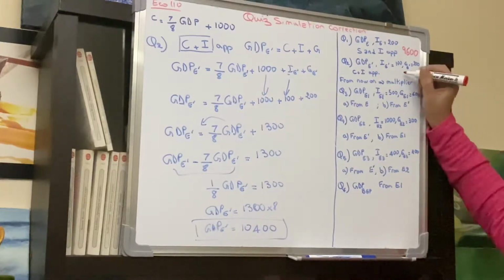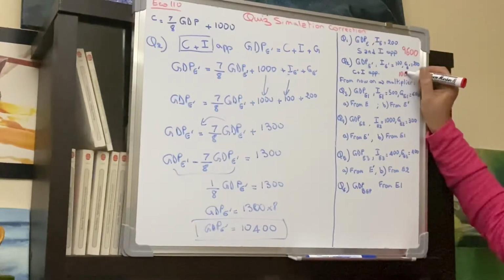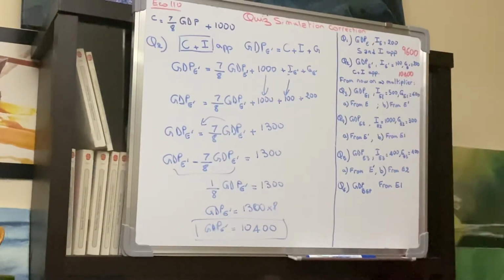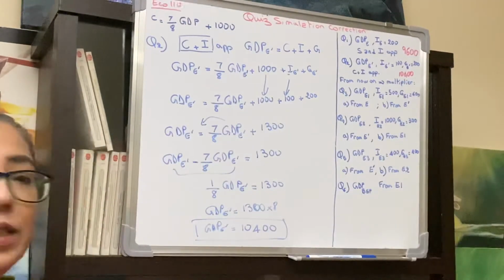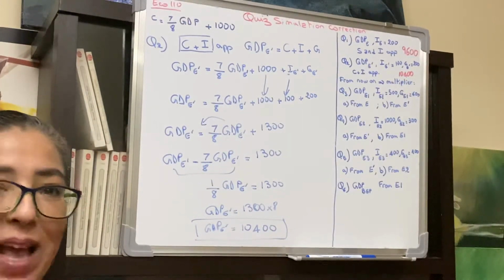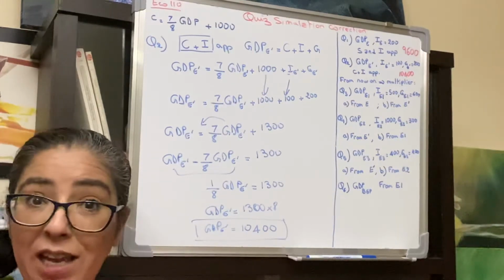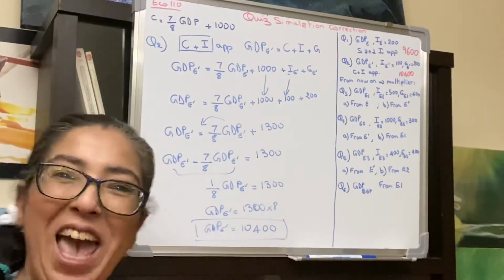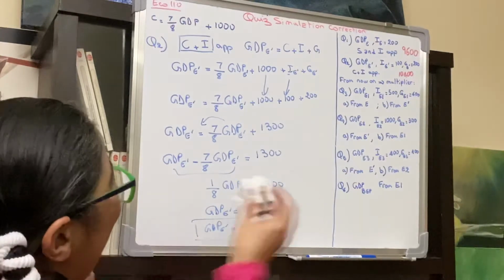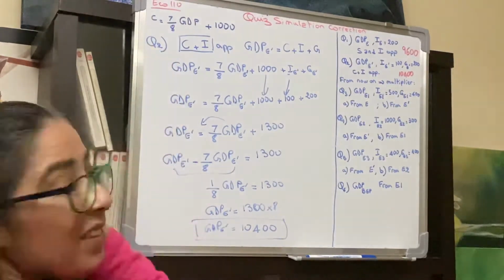So here, 10,400. Take a screenshot because I'm going to erase this in order to continue with the exercise. Can I erase now? I hope so. If I make mistakes, please correct me, okay? I'm moving. That's it.